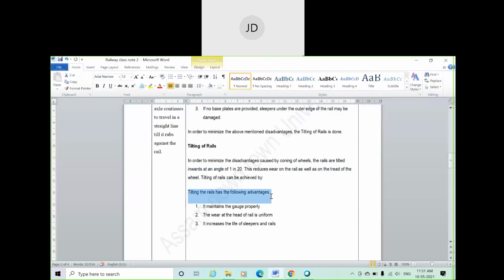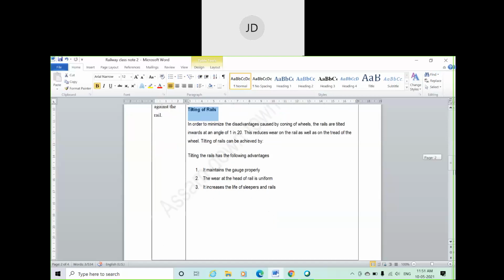So tilting of rail has the following advantages. It maintains the gauge properly, the wear at the head of the rail is uniform, and it increases the life of the sleeper and rail. Since the contact surface of the rail increases, the rail wear, or any failure of the rail, is uniform throughout the surface. So this is all about your tilting of rail.